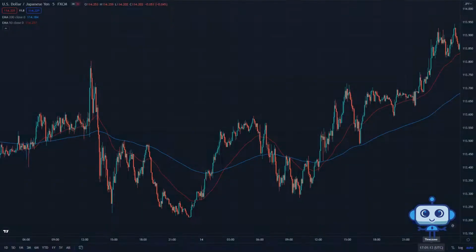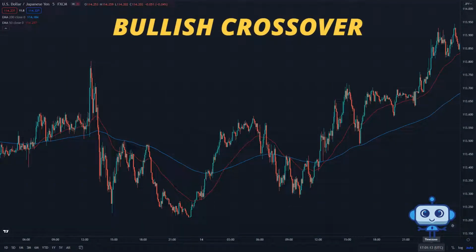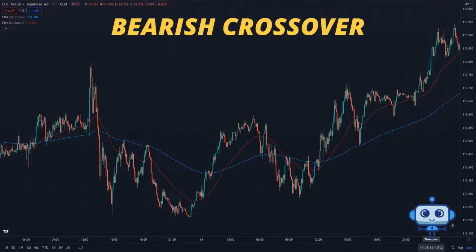What are bearish and bullish crossovers? A bullish crossover takes place when the short-term moving average crosses the long-term moving average from below. A bullish crossover signals that the price is likely to rise, and as a trader, it's generally a buy signal. Likewise, a bearish crossover takes place when the short-term moving average crosses the long-term moving average from above. A bearish crossover indicates that the market is likely to drop, and traders take it as a sell signal.